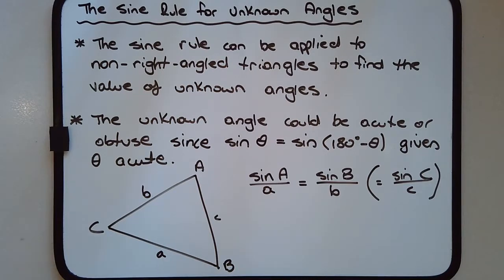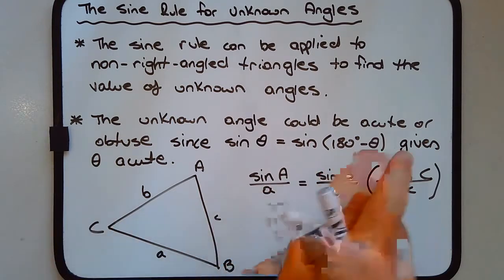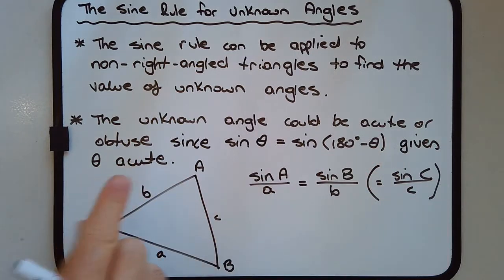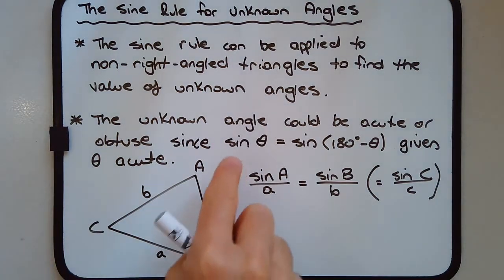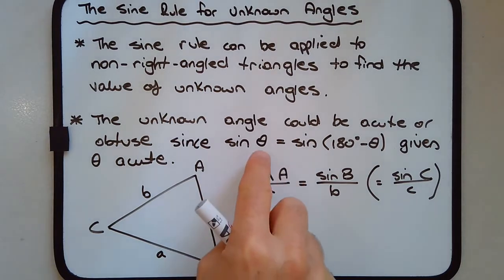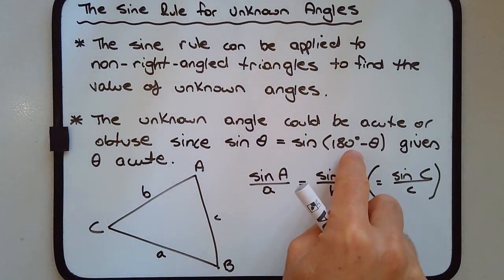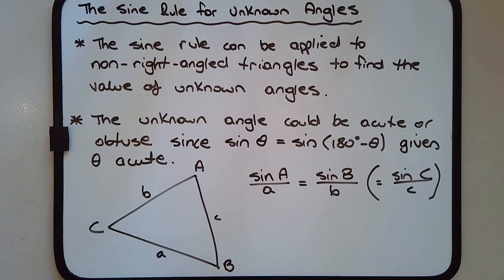The sine rule can be applied to non-right angled triangles to find the value of unknown angles, just the same way that it can be used to find unknown sides, and we've seen that in a previous video. The unknown angle, though, could be acute or obtuse. This is probably the one thing that we really need to note with the sine rule when applied to find unknown angles, and the reason is that the sine of the acute angle and the sine of the obtuse angle, those ratios are in fact identical.